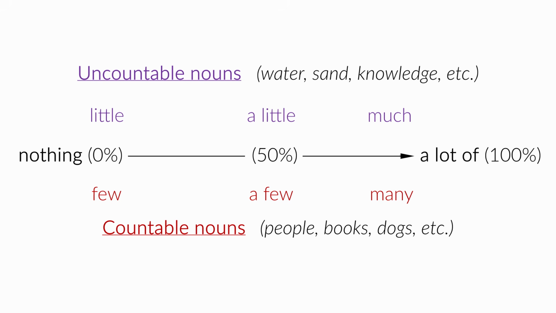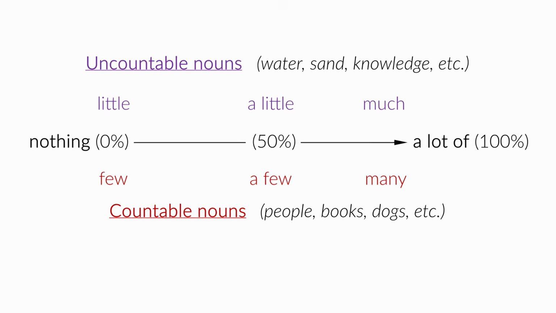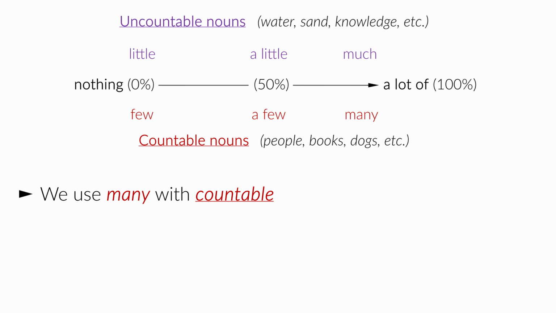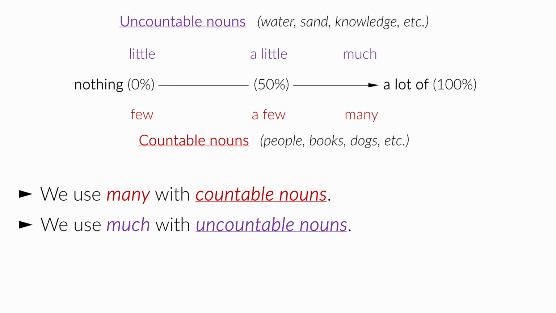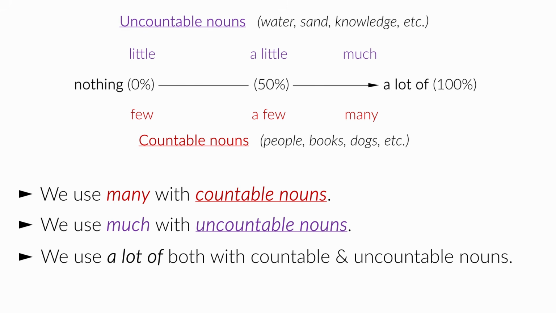Let's start with the quantifiers much, many and a lot of, which refer to large amounts. We use many with countable nouns. We use much with uncountable nouns. Instead of much or many, you can use the synonyms a lot of, lots of. They are convenient to use, because we can apply them with both countable and uncountable nouns.